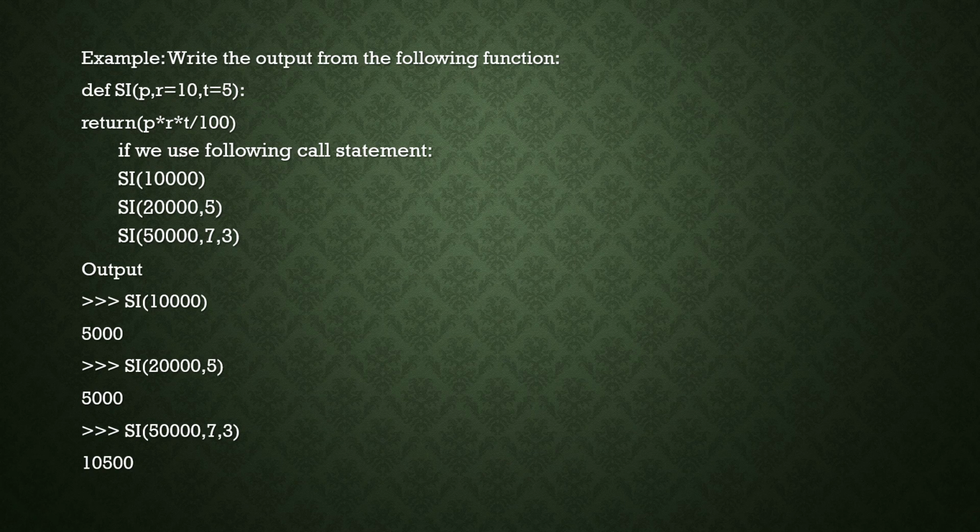will take value of P equal to 20,000, value of R equal to 5. So the latest value will be updated here. And once again SI, 3 values, 2 values already mentioned, but we are providing 3 new fresh values. SI 50,000, 7, 3. And here what happens is automatically the values are reassigned: 50,000 will be assigned to P and 7 will be assigned to R and 3 will be assigned to T. So the answer is 10,500. Answer 10,500 will be displayed here.